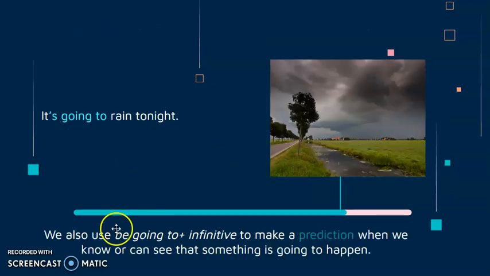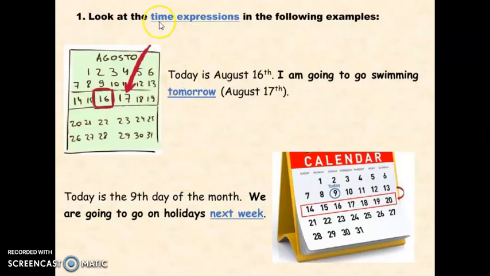But a second use, we also use be going to plus infinitive to make a prediction when we know or can see that something is going to happen. For example, in this image, I can see that there are some gray clouds. So I can make a prediction for what I see in the present. So it's going to rain tonight. It's a prediction.